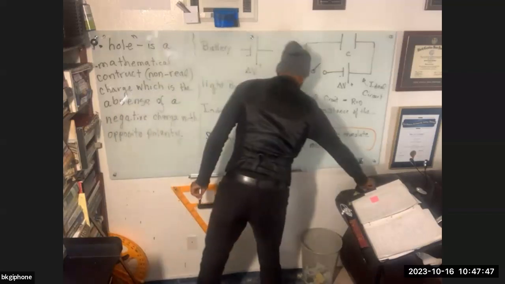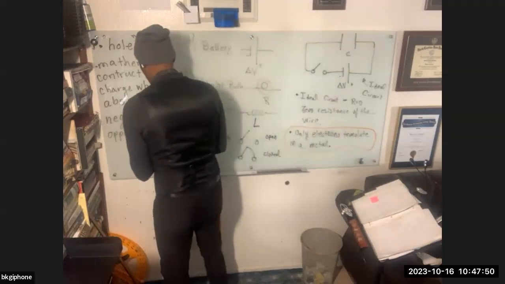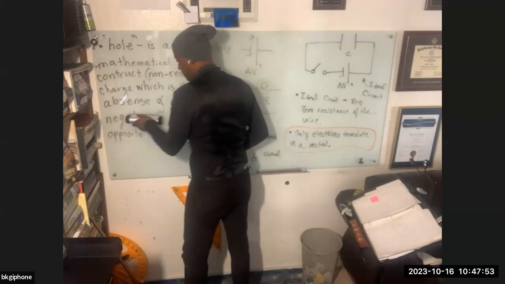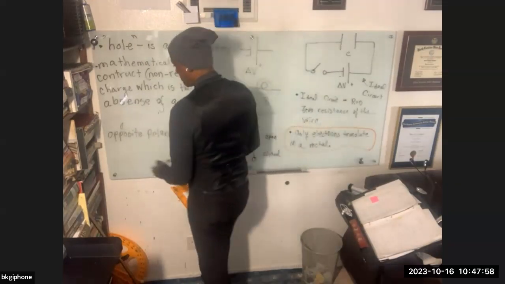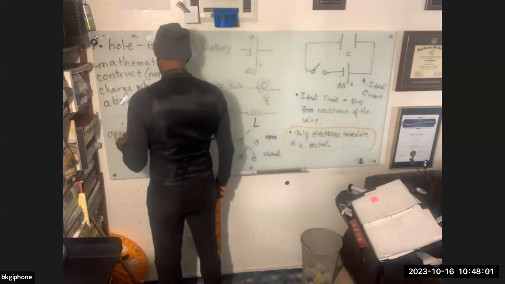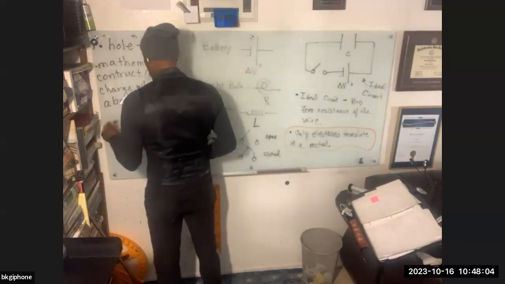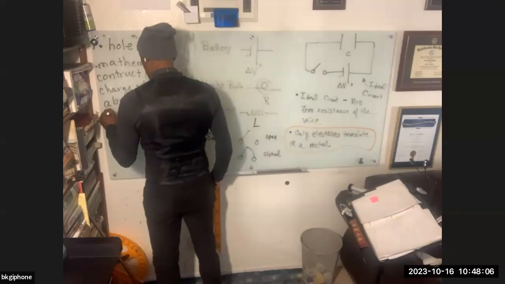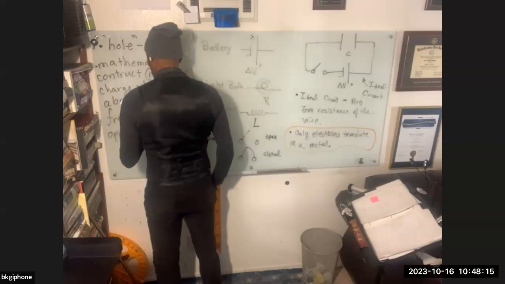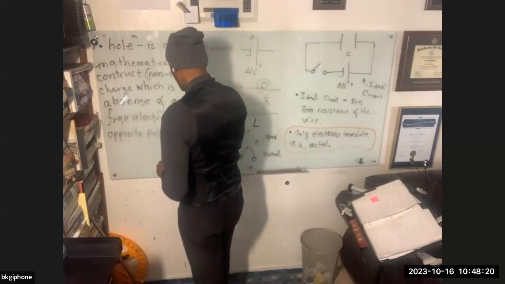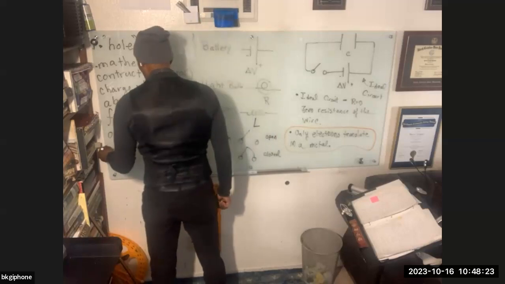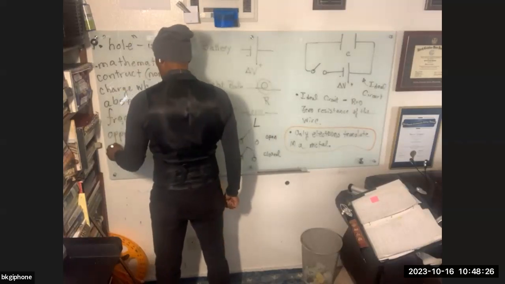And when I say negative charge, I guess I just specifically say electrons because that's the only thing that's negatively charged in a metal. But I'll say free electrons because they're not opposite the bound electrons. So absence of a free electron. The opposite polarity. Holes flow opposite the direction of electrons.